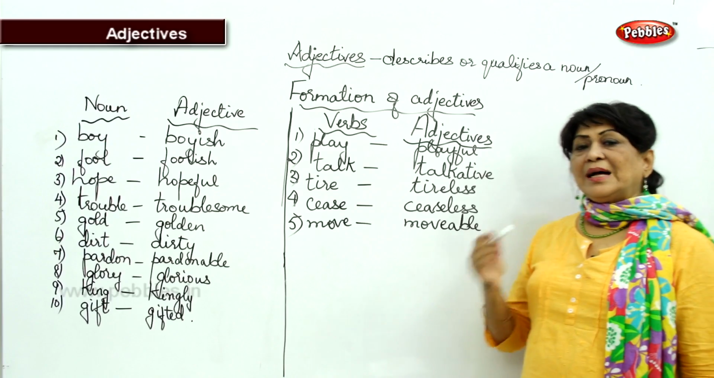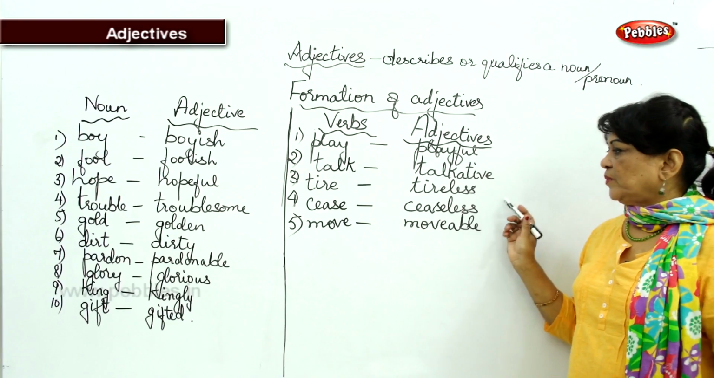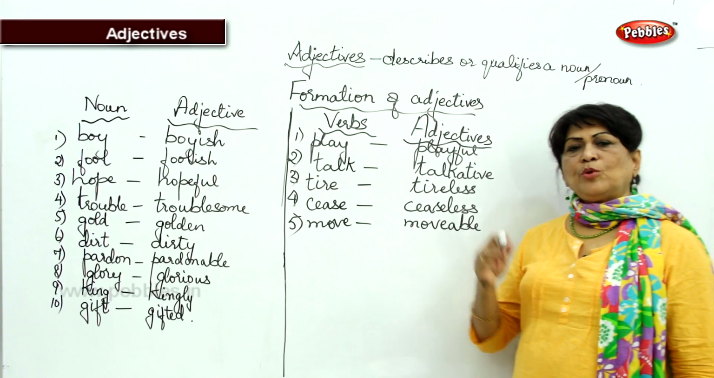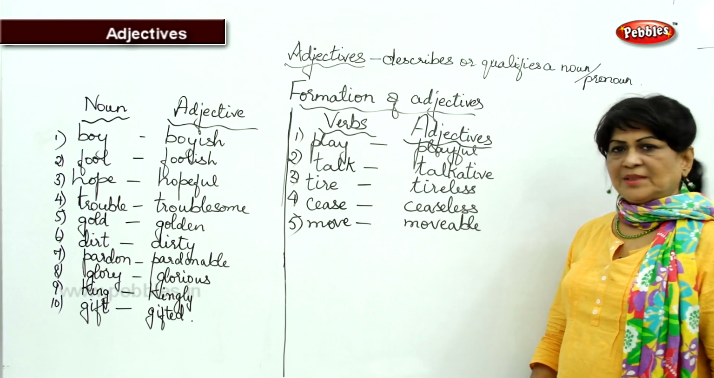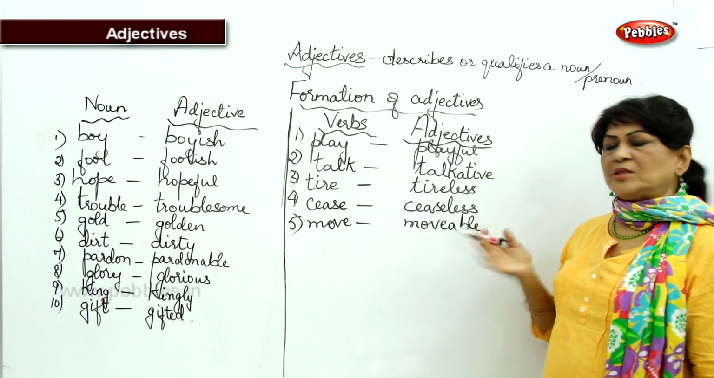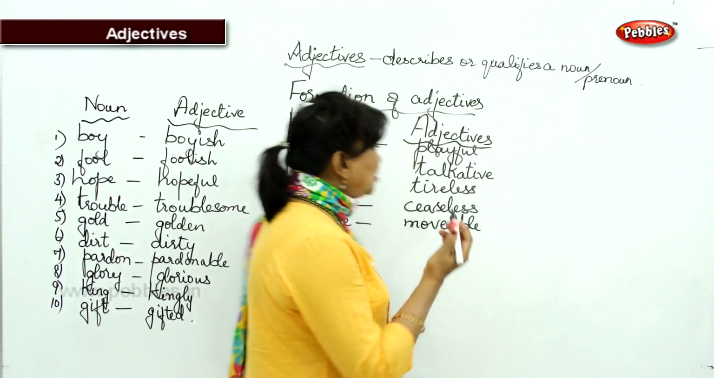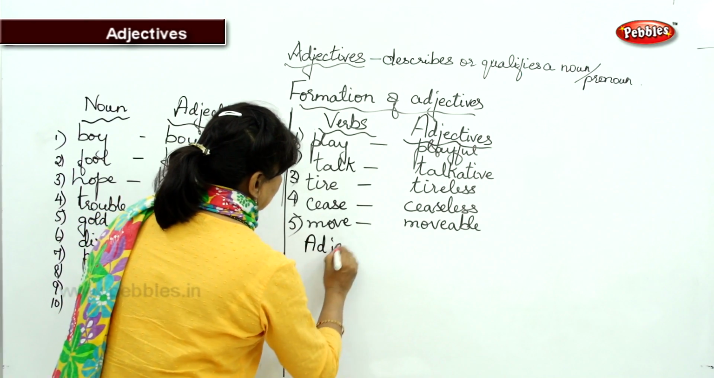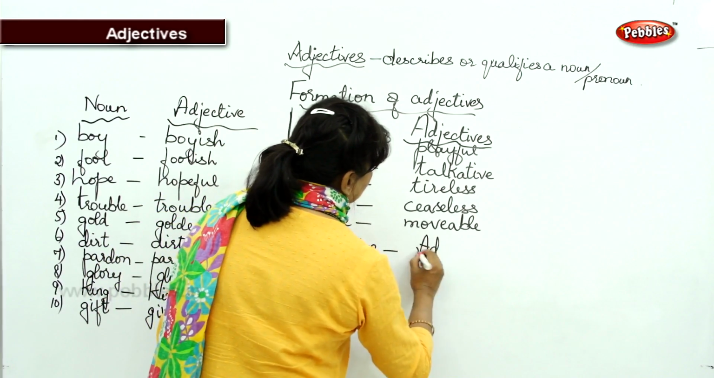Cease. Gandhiji was a ceaseless crusader. Okay, ceaseless, without stopping. It describes Gandhiji. Move. We have both movable and non-movable property, movable. Okay, so I have now told you how to use these adjectives in sentences of your own. So next I am going to teach you how adjectives can be made into another adjective. One adjective to another adjective.